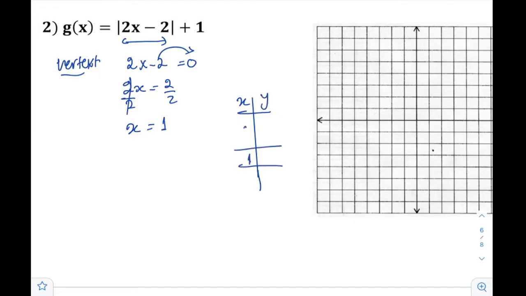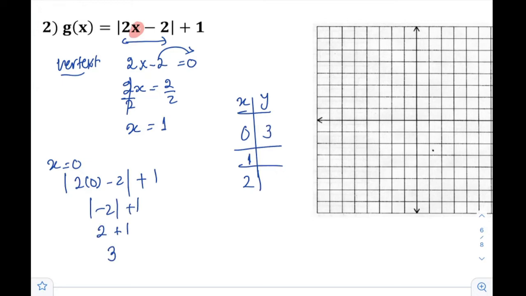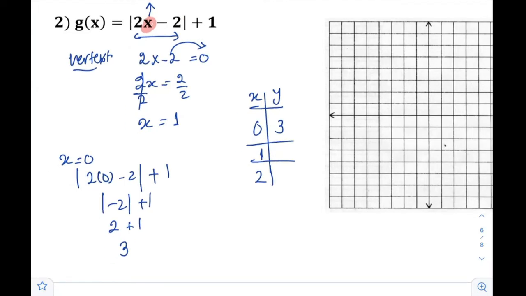So my table will definitely include the 1. And I will choose 1 below, 1 above. Replace each value. When x is 0, exactly, I will replace this x, and I will find the result. 2 times 0, 0 minus 2 is minus 2, plus 1, absolute value of minus 2 is 2, 2 plus 1 is 3. So this is 3. And if you assume x is 1, 2 times 1 is 2, minus 2 is 0, 0 plus 1 is 1. If you assume 2, 2 times 2 is 4, 4 minus 2 is 2, absolute value of 2 is 2, 2 plus 1 is 3. You are now good enough to know it without bothering yourself.